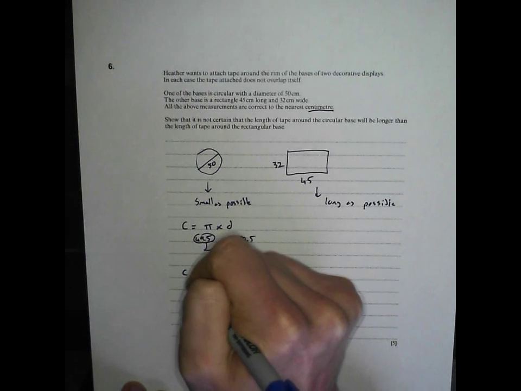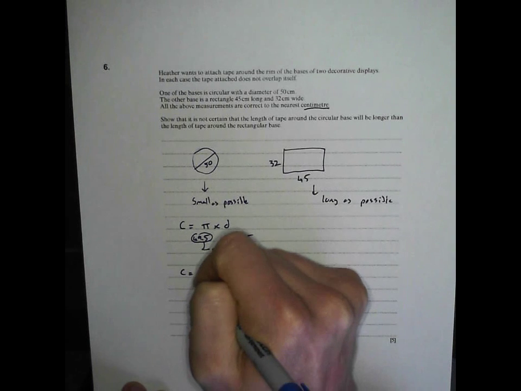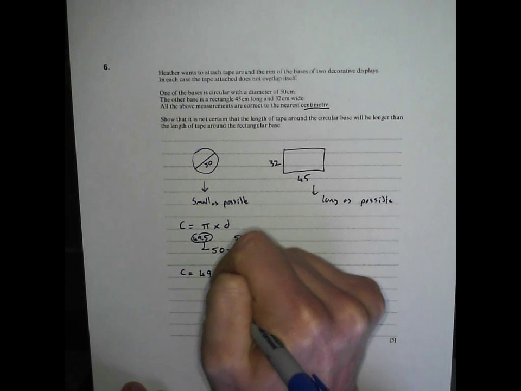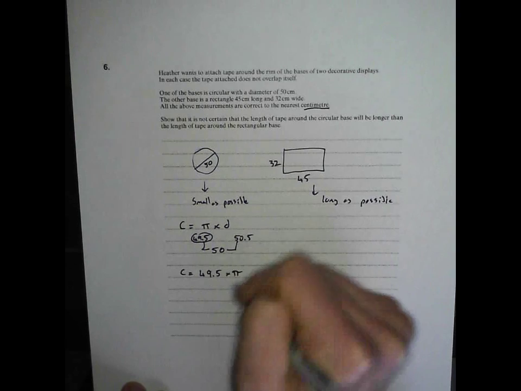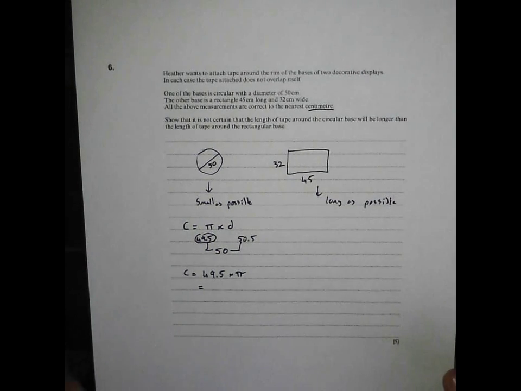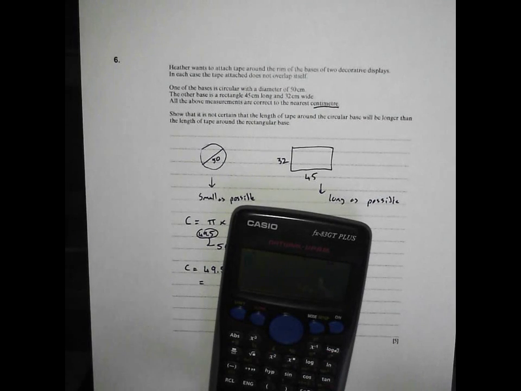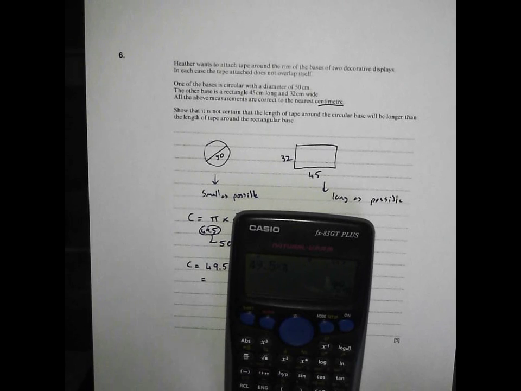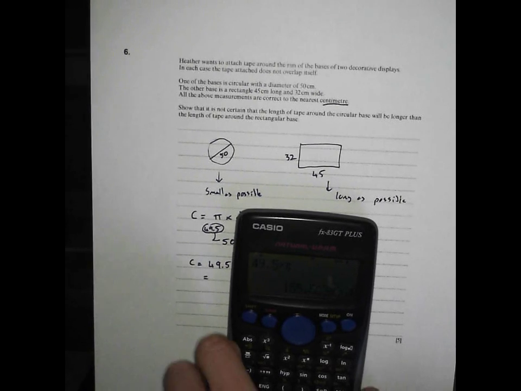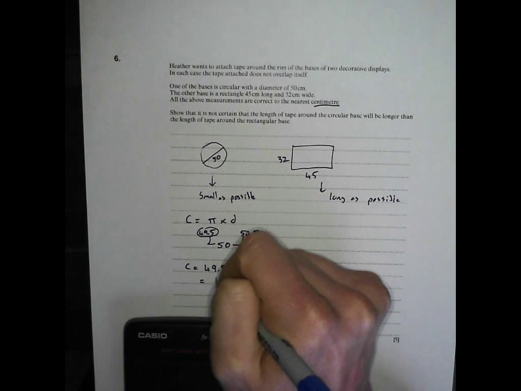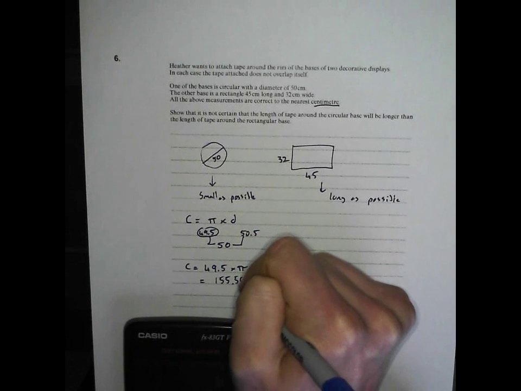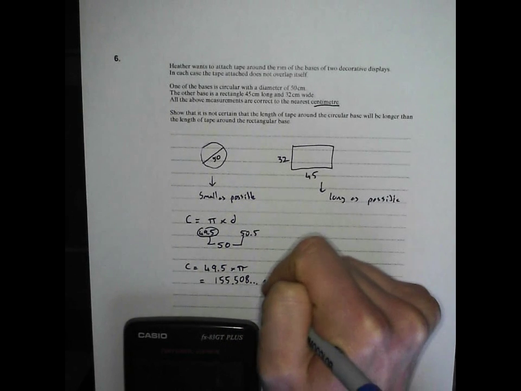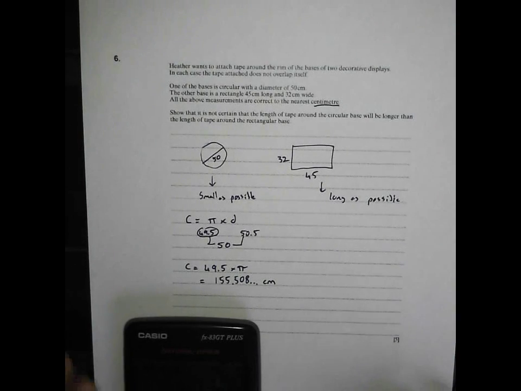So the lower bound of my circumference is 49.5 times pi, or pi times 49.5. Let's bang that into the calculator. 49.5 times pi, and the calculator helpfully tells me that's 49.5 times pi. But if I press my SD button, I get 155.508 and so on, and that's going to be centimetres because it is a length.